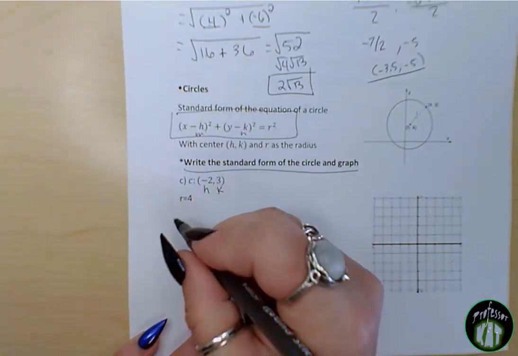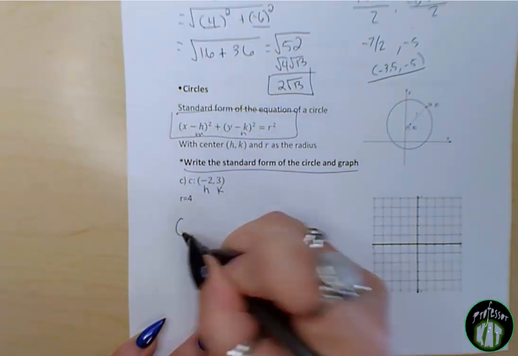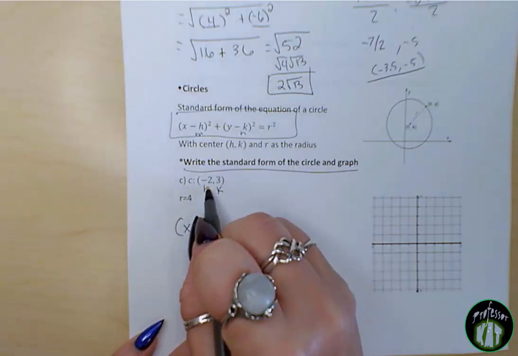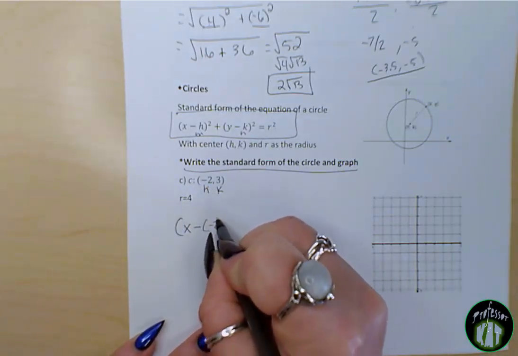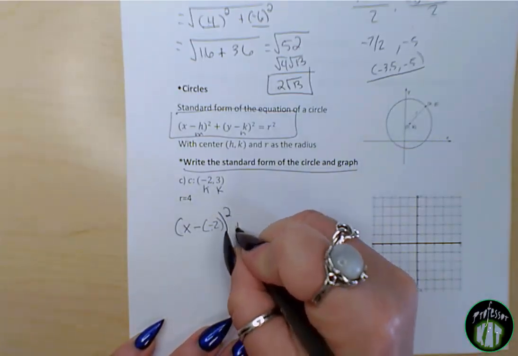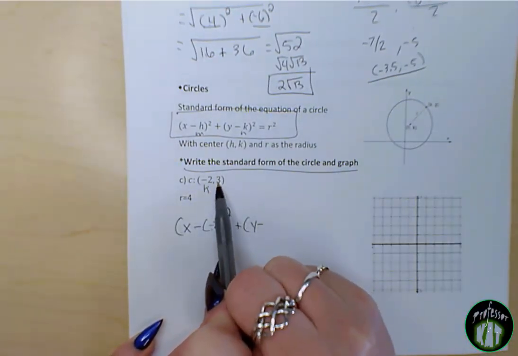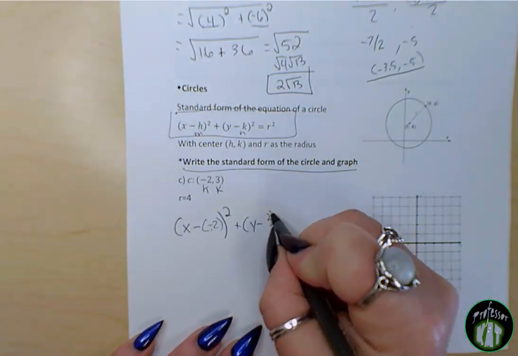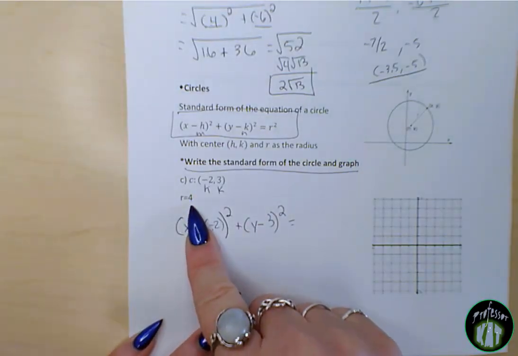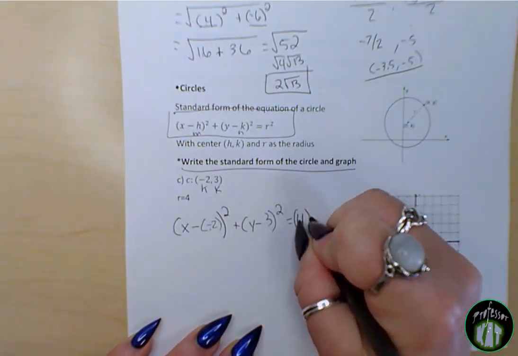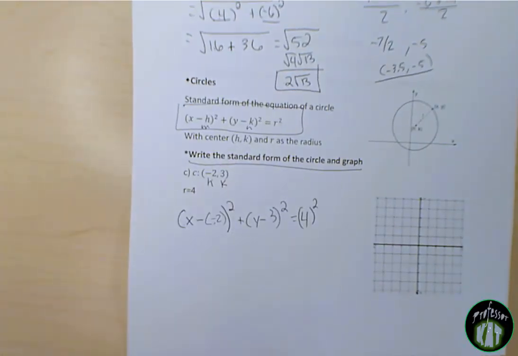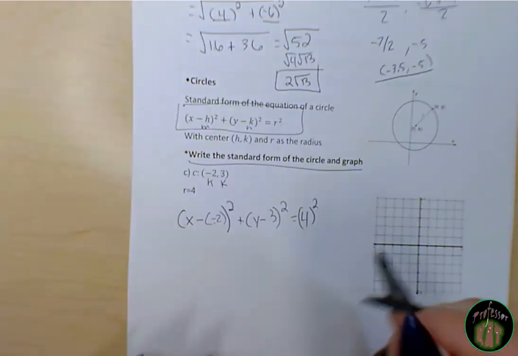So let's plug into this formula here. This formula opens up parentheses and says x minus the h. Well, our h here is negative 2, so we're going to plug that in. So we have (x − h)² plus (y − k)², now our k is 3, squared is equal to r. They also gave us r, remember r is our radius, so it's going to be 4 squared. Simplify this and we're going to have our standard form of a circle.